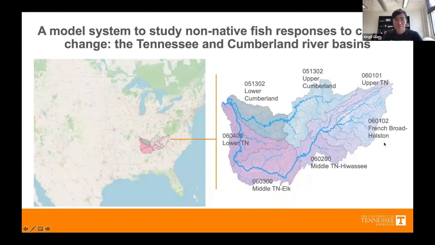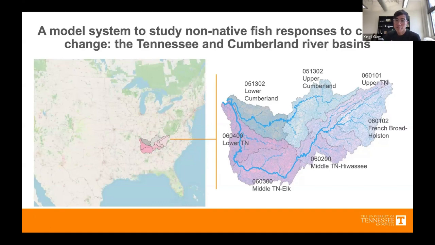So a model system to really study non-native fish responses to climate change is, I propose, the Tennessee and Cumberland River Basins. Part of the reason is, we are located here in the Tennessee River Basin, in Knoxville. And so it's a system that's really dear to me. We visit the streams, we work with local nonprofits, and I've got native fish now in my lab that we are growing out and doing some temperature climate experiments on. So it's a system that's really close to me.